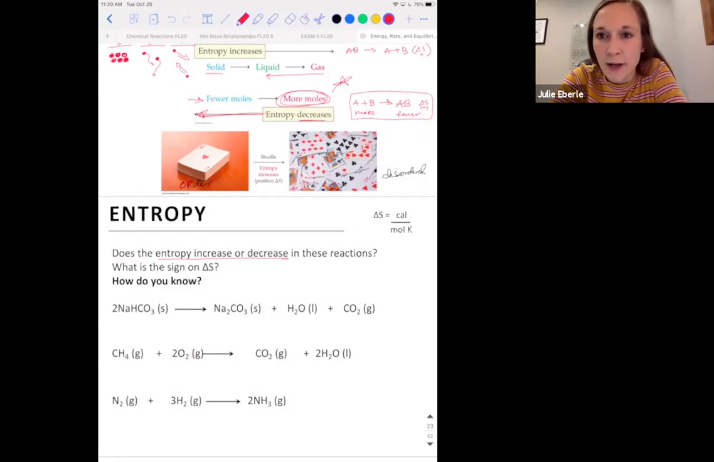If you're done, take a brain break. Go decrease the entropy in your house. Take about 20 more seconds.